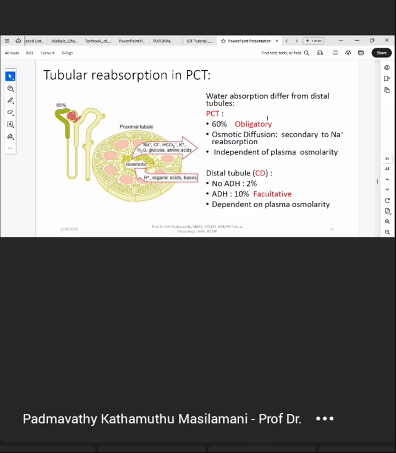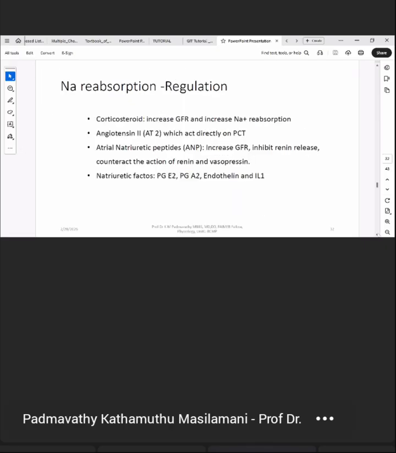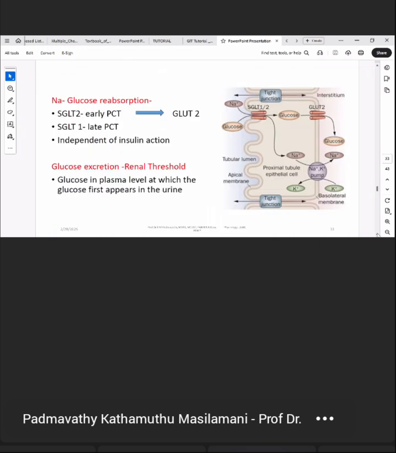How much water absorption is occurring in the proximal and distal tubule. Okay. So the sodium reabsorption depends on different components. It is mainly aldosterone dependent in the distal convoluted tubule, and it is not hormone dependent in the proximal convoluted tubule.